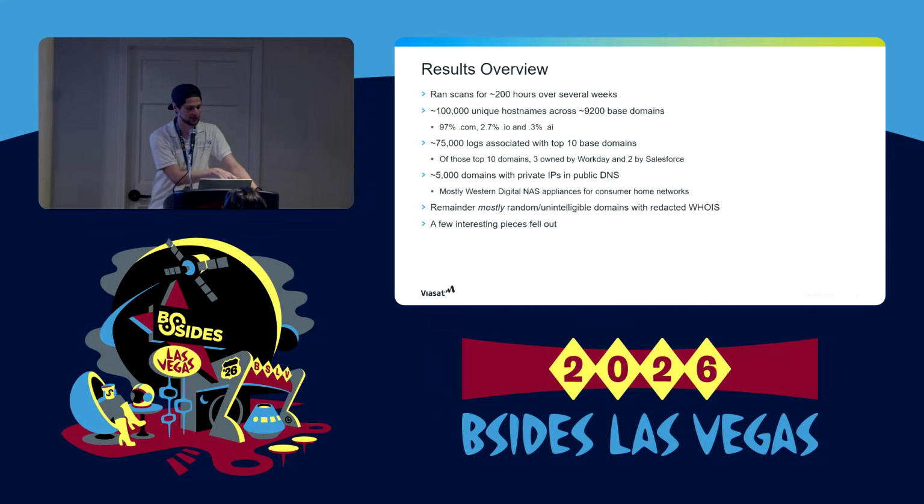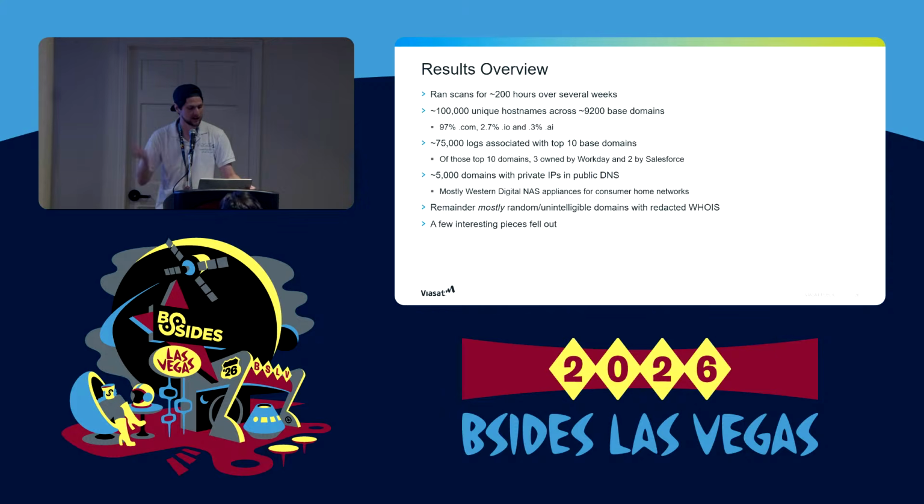Of these 100,000 unique host names, about 75,000 of them were associated with the top 10 base domains. I've got some graphs for this. It's kind of hard to follow, but essentially the top 10 domains that kept showing up do this a lot. Almost 75% of this was from the same 10 companies. It's actually less than that, because of those 10 domains, 3 were owned by Workday.com and 2 by Salesforce. So they just do this at scale, right?